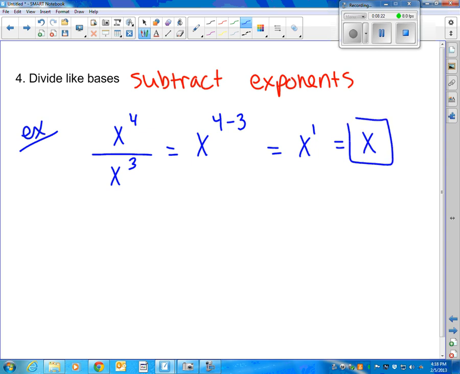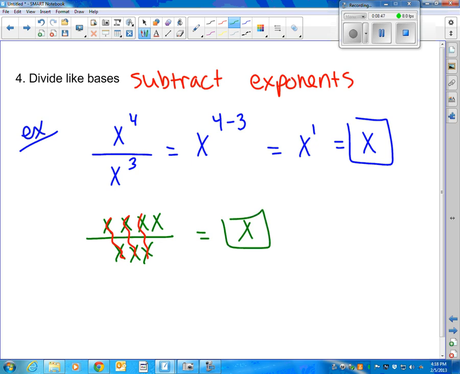And so again, if you're a visual learner, I can write this out. There's my x to the 4th. Here's x cubed. You can reduce by canceling 3 of them, which leaves you with just x in the numerator.